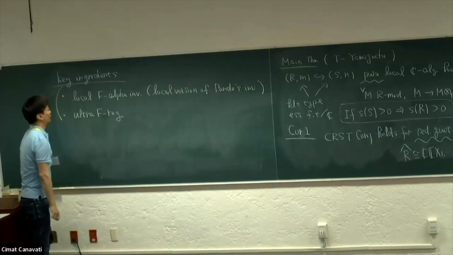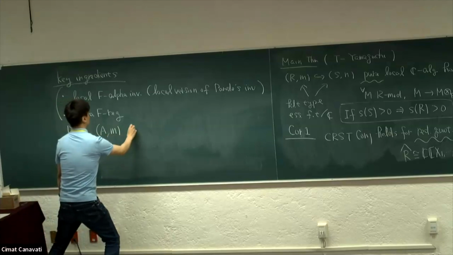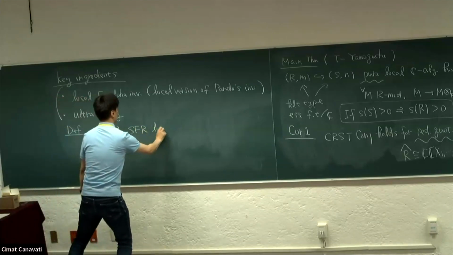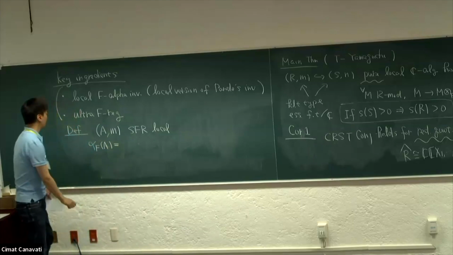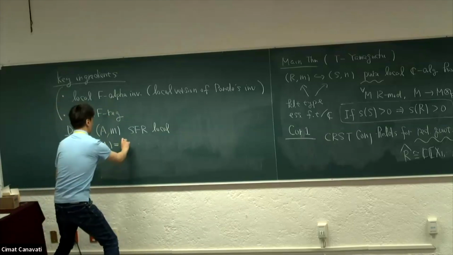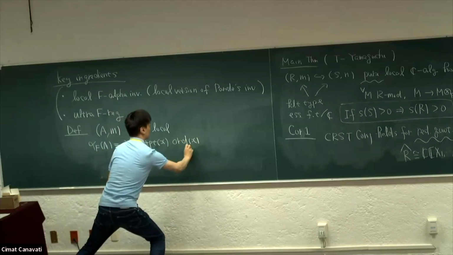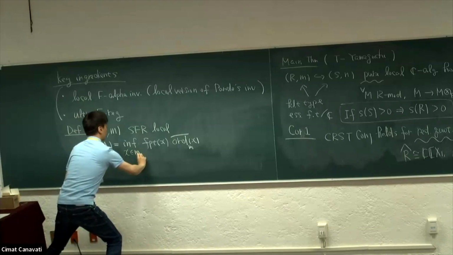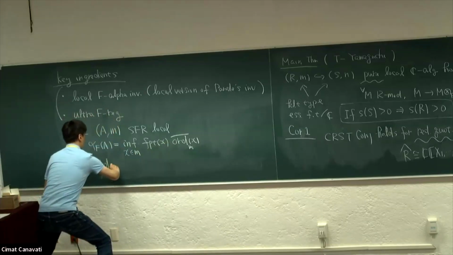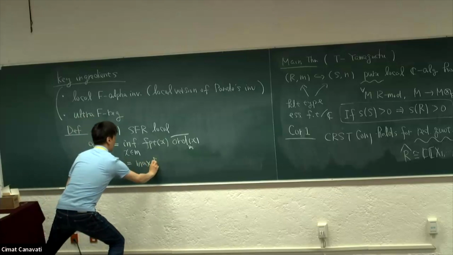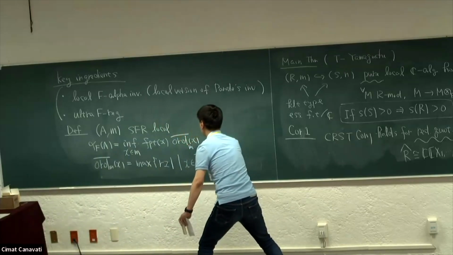First, let me explain what the local F-alpha invariant is. Now A is a strongly F-regular local ring, and the local F-alpha invariant of A is defined as the infimum of the F-threshold of x times the normalized order of x, where x runs through all elements of the maximal ideal. Here the normalized order is the maximum integer r such that x is contained in the integral closure of m to the r.